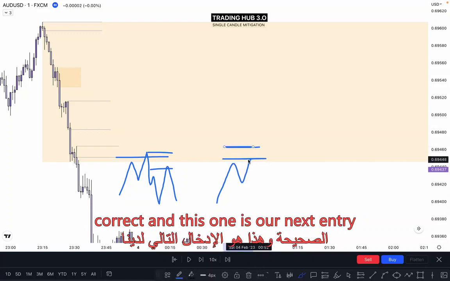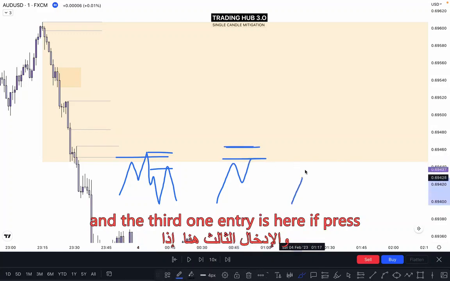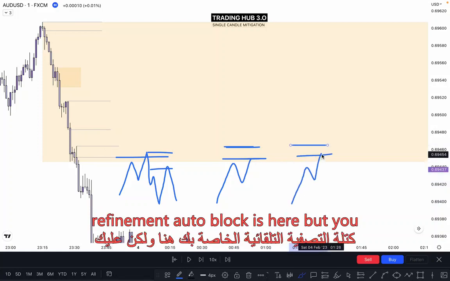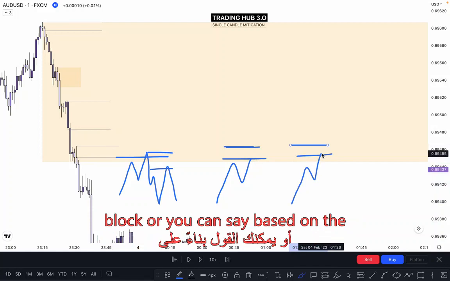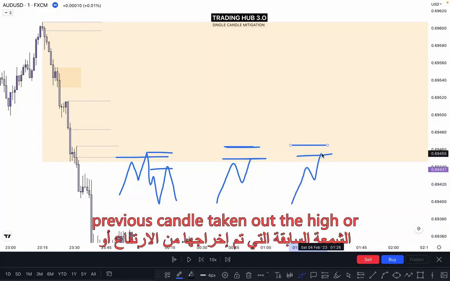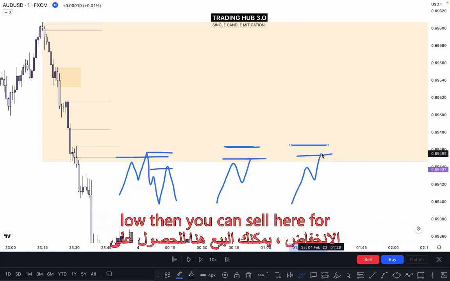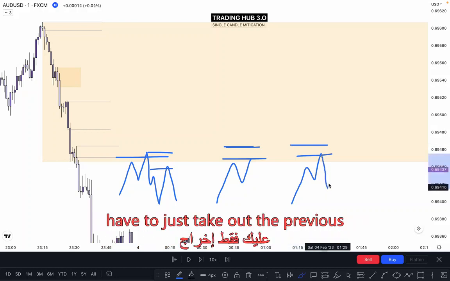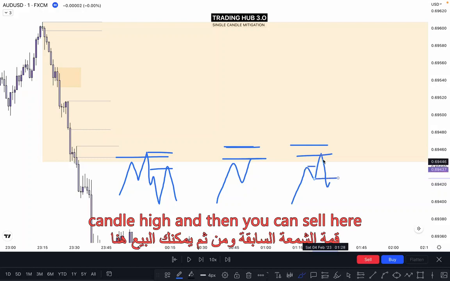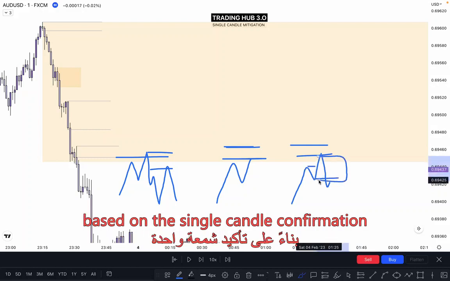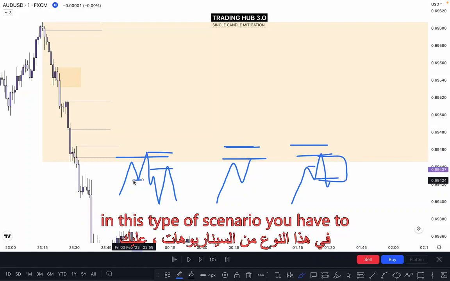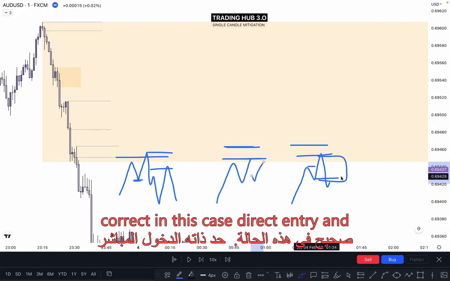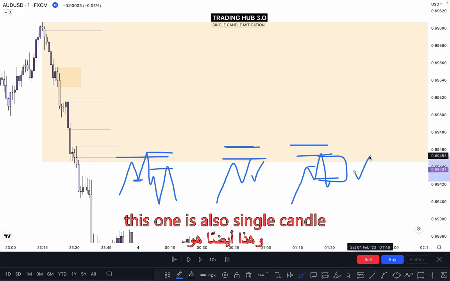And this one is our next entry, and the third entry is here, if price taps here. This one is your refinement order block, but you have to wait for a single candle order block, or you can say, based on the previous candle, taken out the high or low, then you can sell here for additional confirmation. In this case, you just have to take out the previous candle high, and then you can sell here based on the single candle confirmation. In this type of scenario, you have to wait for the break of structure here, correct? In this case, direct entry, and this one is also a single candle confirmation entry.